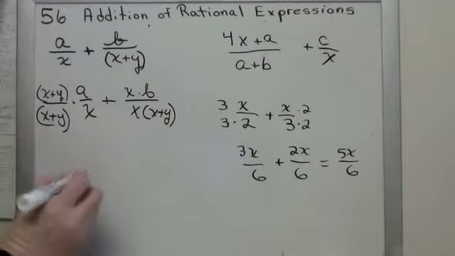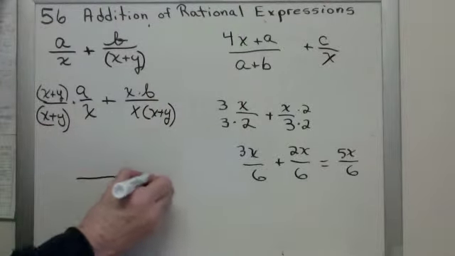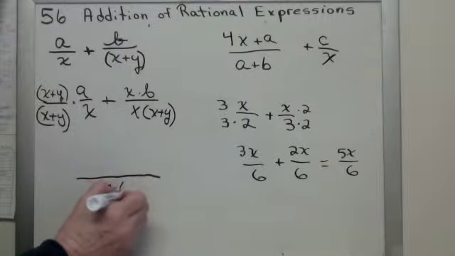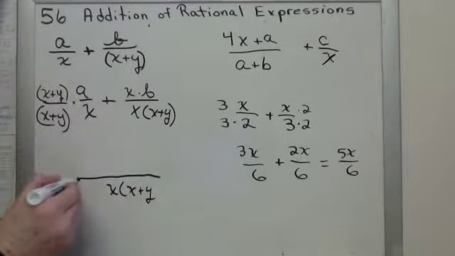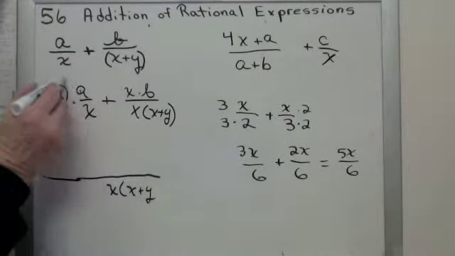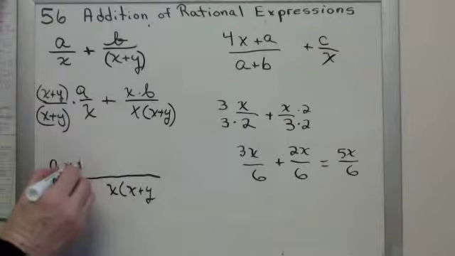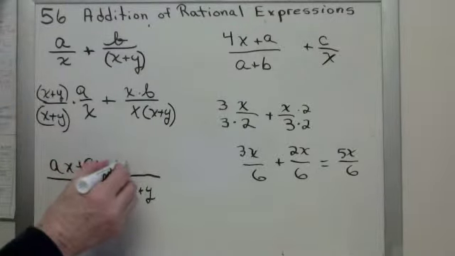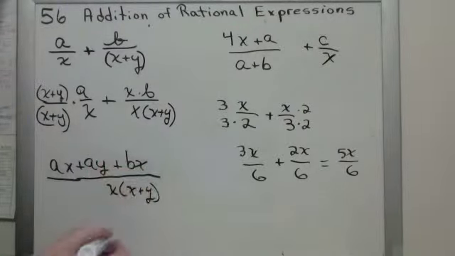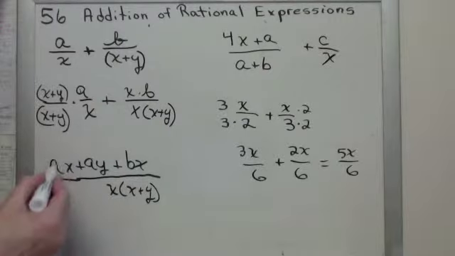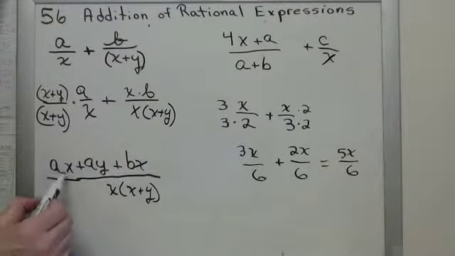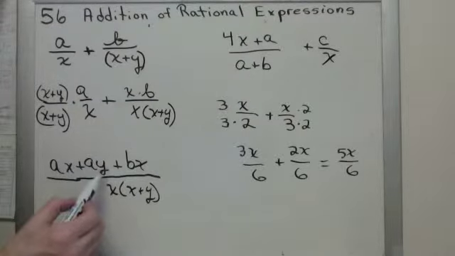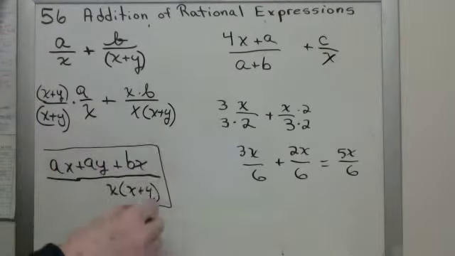Now you'll notice the bottoms are the same. So my answer is going to have the bottom x times x plus y. I'm going to distribute the tops though for multiplying here. So ax plus ay plus bx. And I double check to see if there are any like terms I could add together. For example, if this was ax plus ax, I could say 2ax, but it's not. So there is the final answer for that fraction.